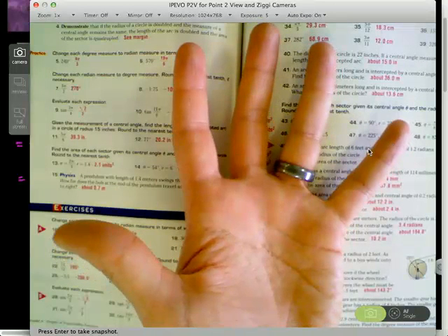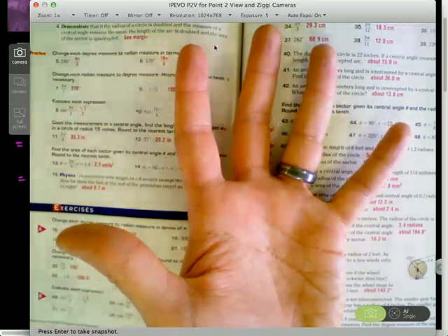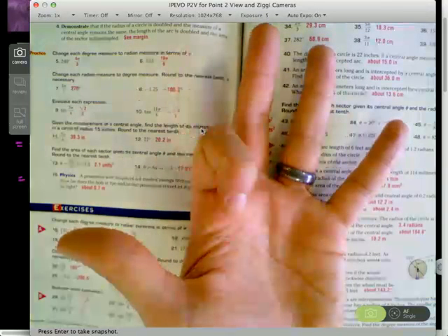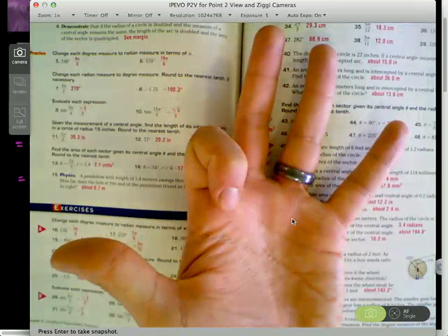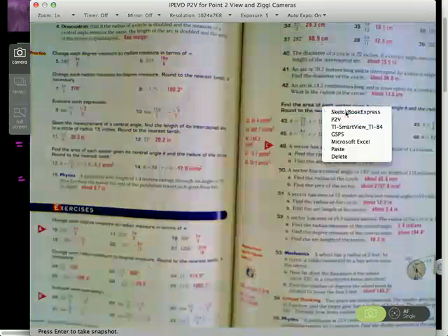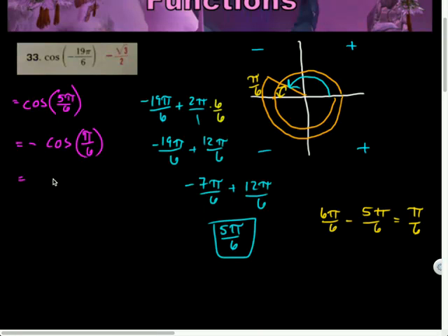So to find cosine of pi over 6, I'm going to put my pi over 6 finger down, and cosine will be the square root of the fingers to the right divided by 2. So root 3 over 2. So this is going to be negative square root of 3 over 2.